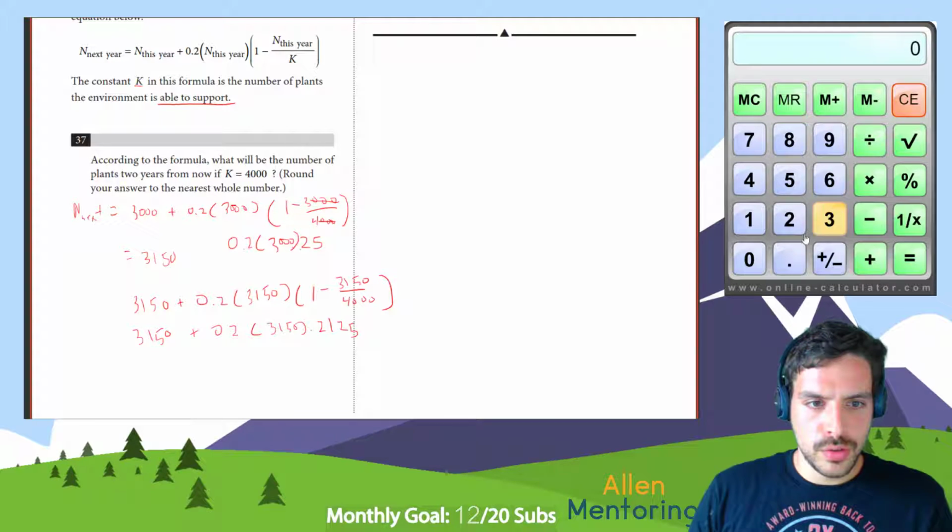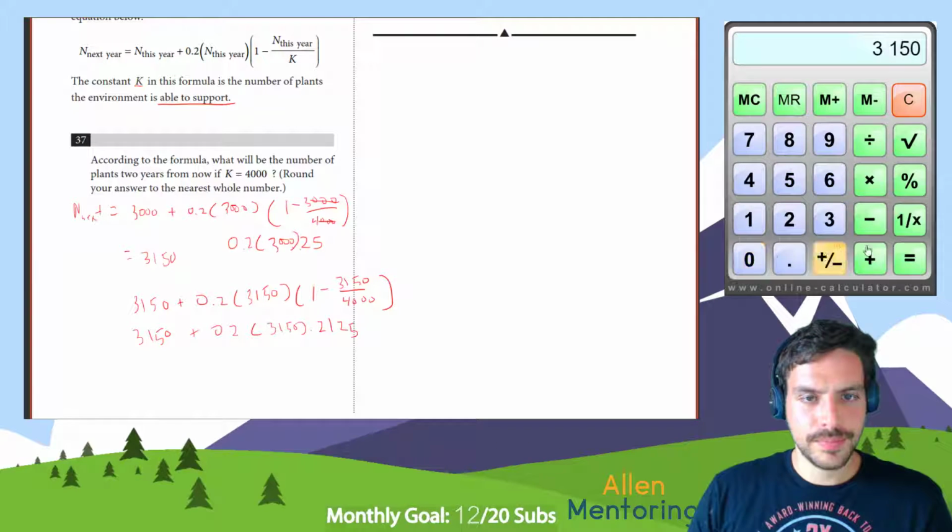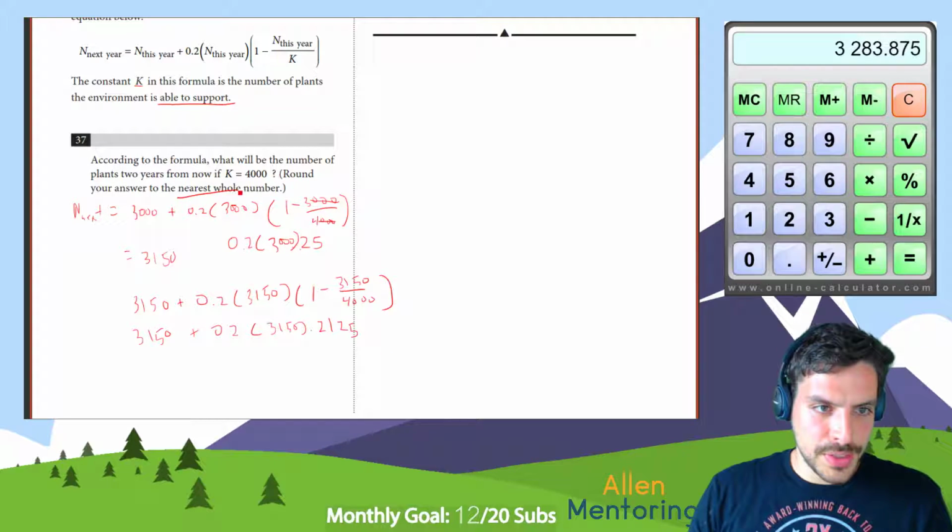So let's do 0.2125 times 3,150 times 0.2. And we're going to add that to 3,150. And so we're going to have 3,283.875, but it tells us to round to the nearest whole number.